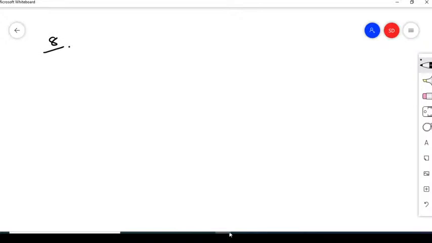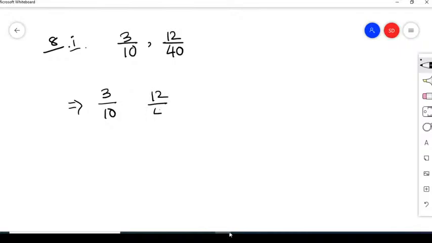Check whether the following fractions are equivalent. 3 by 10 and 12 by 40. So what you're going to do is take these two fractions and cross multiply. Okay, what are you going to do? You will cross multiply. So here you will write by cross multiplication.